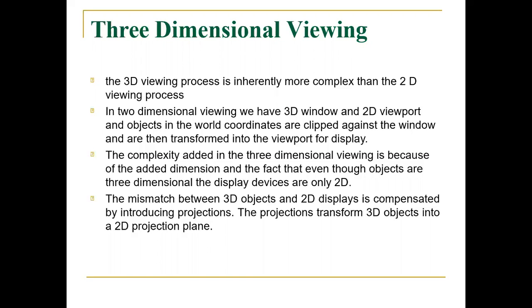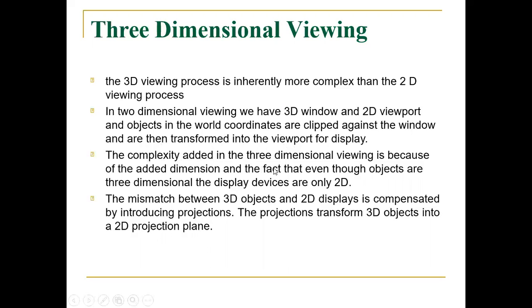In three-dimensional viewing we have 3D window coordinates, whereas the two-dimensional viewport coordinates, and the objects in the world coordinates have to be clipped against the window and then transformed into the viewport for display. That means I'm seeing my 3D object in the world coordinates, which is clipped against the window coordinates, and then transformed into the viewport coordinates for display.